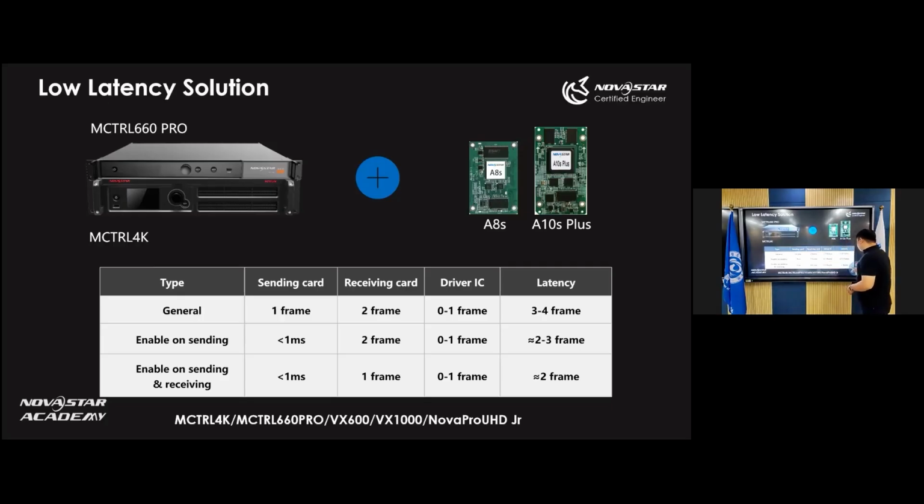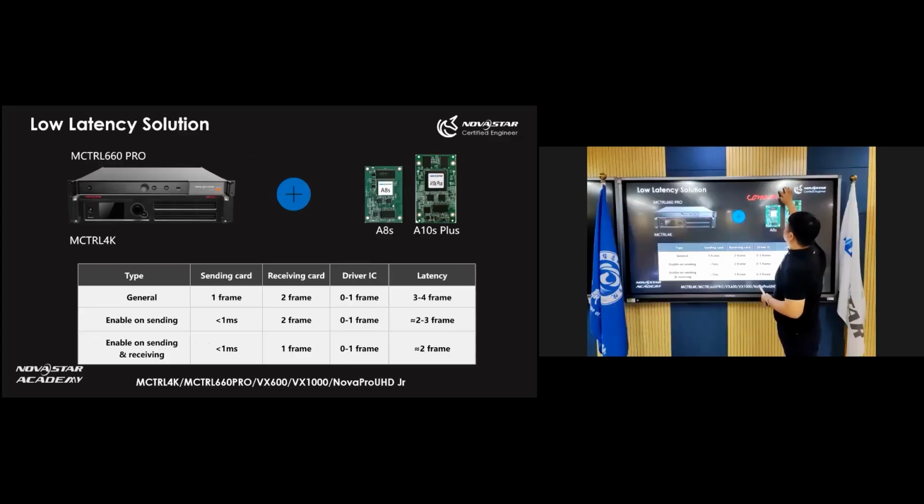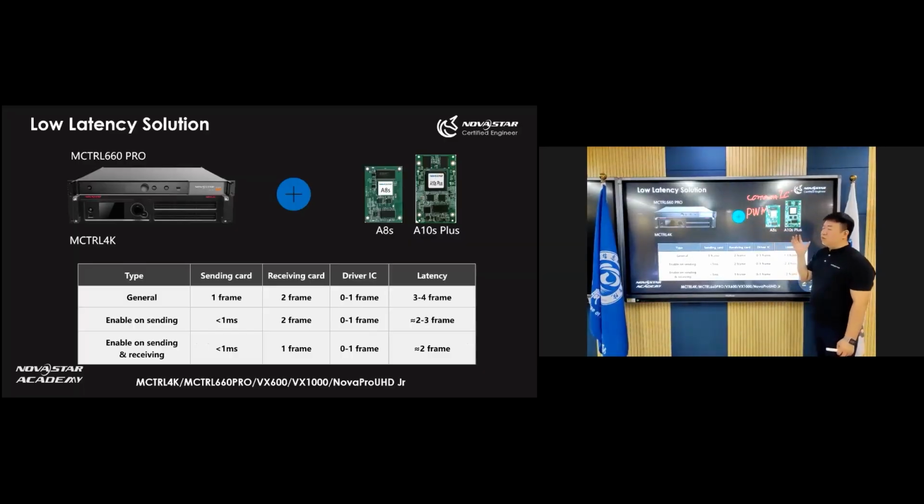Because in this market, we may have many kinds of ICs, for example the common IC and the PWM IC. The PWM is pulse width modulation. So if we use the PWM IC, it will cause 1 frame delay. If we use a common IC, there will be no delay on the screen side. So this is very important.